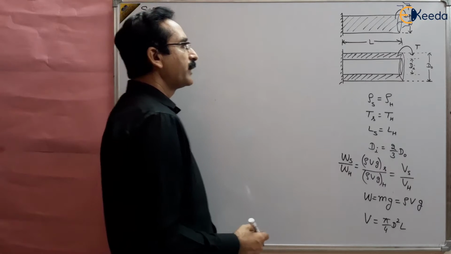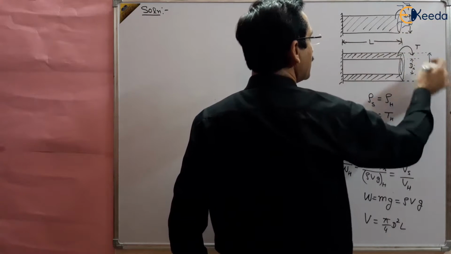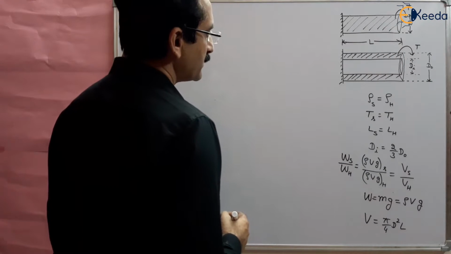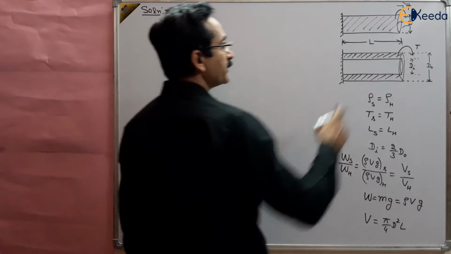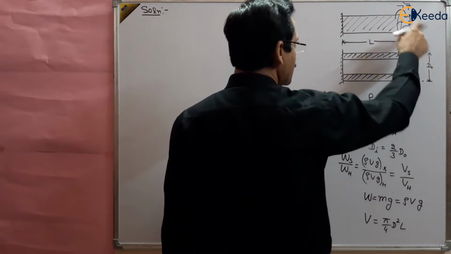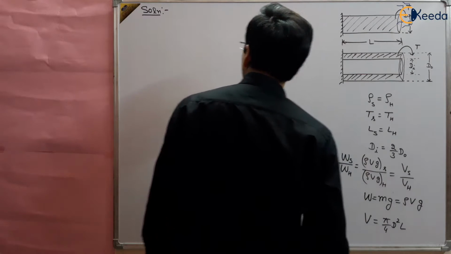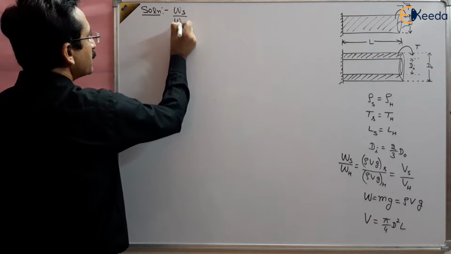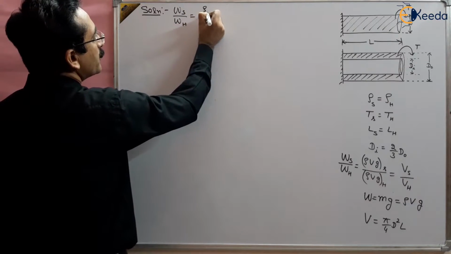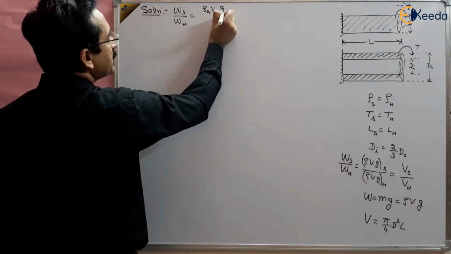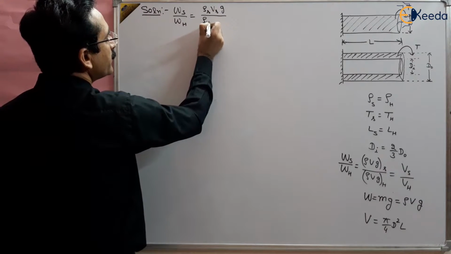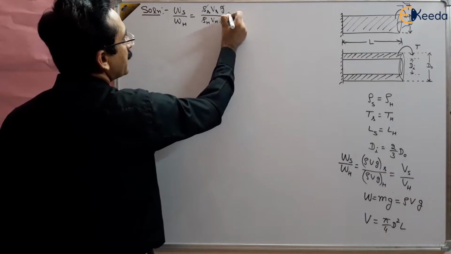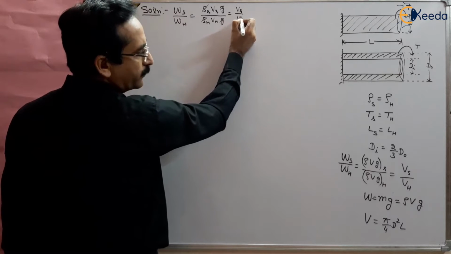And for that we want to find out the relation between dia of this and dia of this. So we should know the relation. For the given condition we will find out the ratio of diameters first, right? What is the relation between diameters, right? So here we have seen that the weight of solid shaft by hollow shaft is equal to rho of solid V of solid g by rho of hollow V of hollow g, and density is same, so we can write V of solid by V of hollow, right?